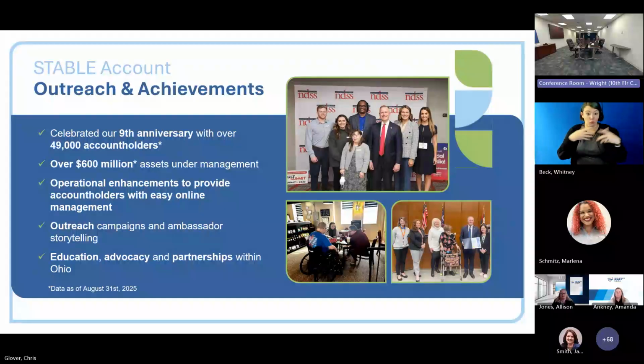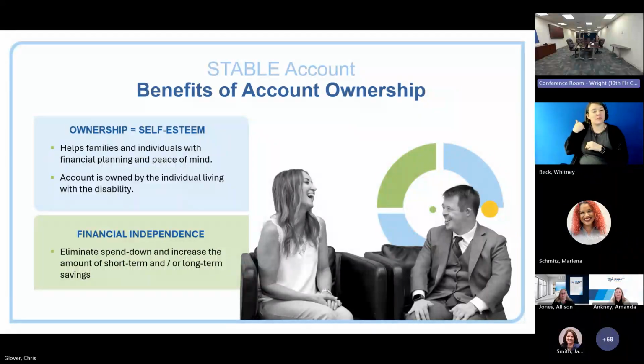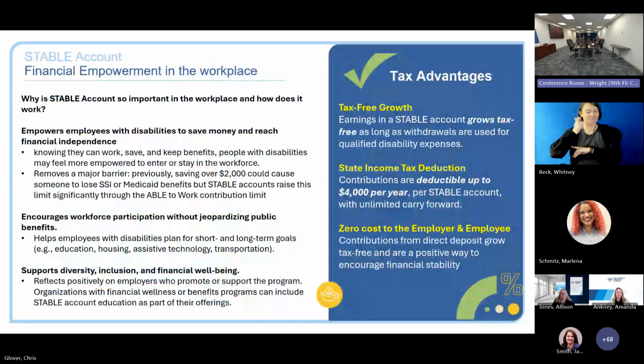So knowing that they can work and save and keep their benefits, it empowers them to stay in the workforce and to maybe take on more hours or to take on that raise if they're working for that. And the biggest thing for STABLE Account is it removes the barrier. Previously, if you're on SSI and you had more than $2,000, you could lose your benefits. But having a STABLE Account and having that place where those contributions can go allows you to remain protected, especially through the ABLE to Work contribution limit, which we'll talk about in a little bit.